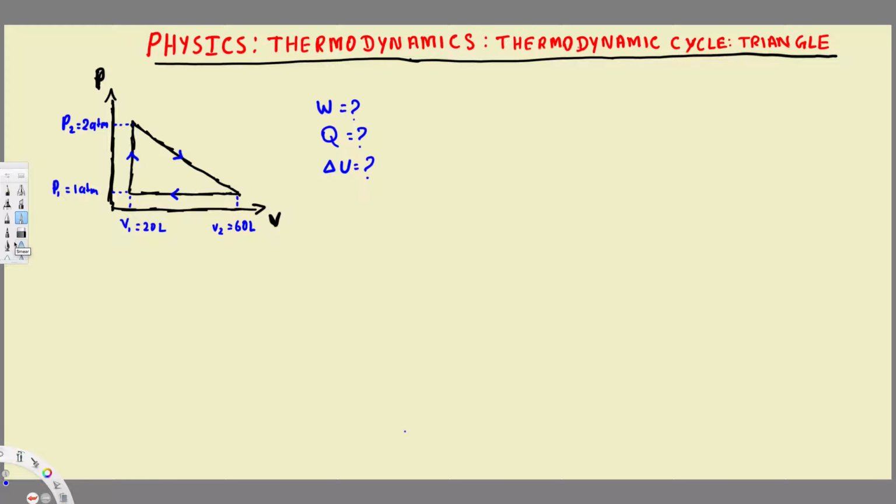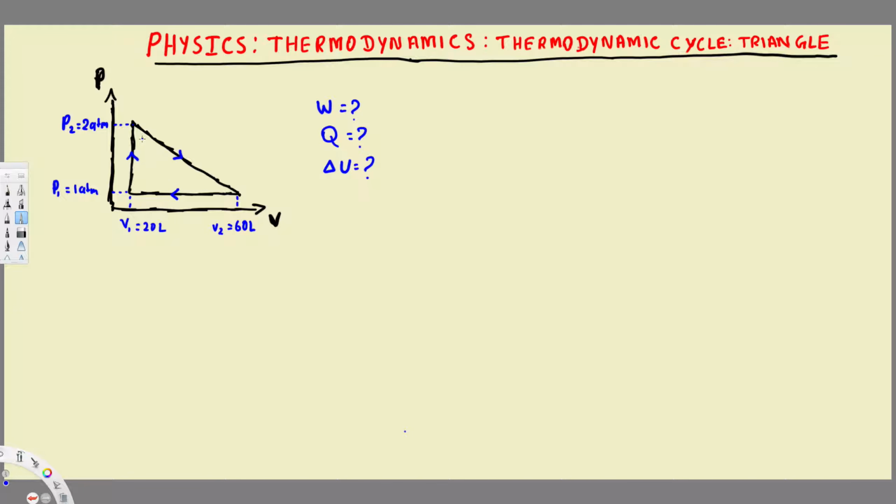Let's see how we can do this problem right here. The question is asking you to find the work, heat, and the change in internal energy, right? So let's see how we can do this. First of all, let's see how we can calculate the total work. If you look at this one, this is a triangle shape. So to find the work of this one, we can use the area of the triangle, right? If you find the area of this triangle, that's going to be the work, total work.